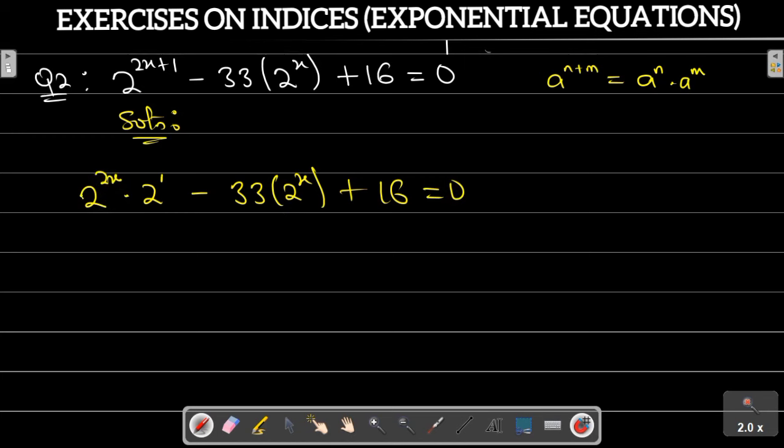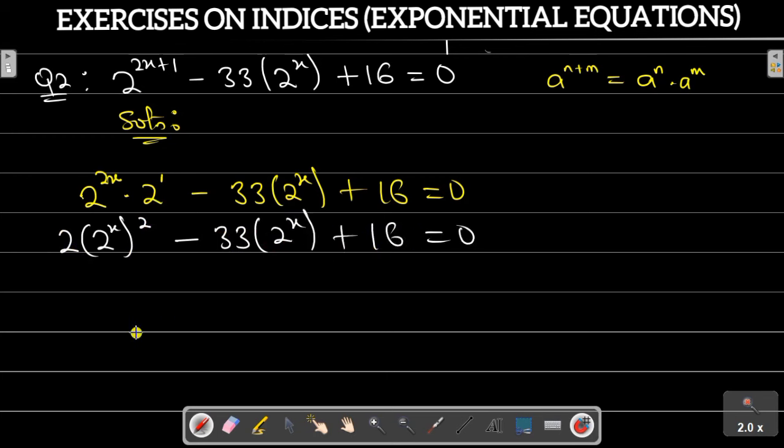All right, so already you can see exactly what we did earlier on, which will give us 2 raised to the power of x all squared. Okay, so this will be 2 to the power of x all squared. Remember, it's multiplied by 2, so we can bring it to the front. Then minus 33, 2 raised to the power of x plus 16 equal to 0. So what happens here? We can now make our substitution. Let our 2 raised to the power of x be equal to p.